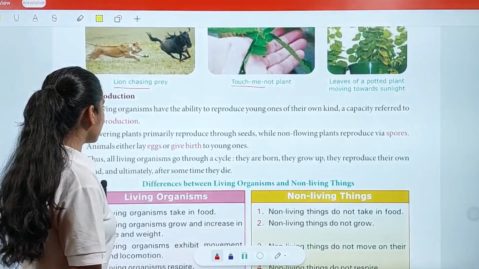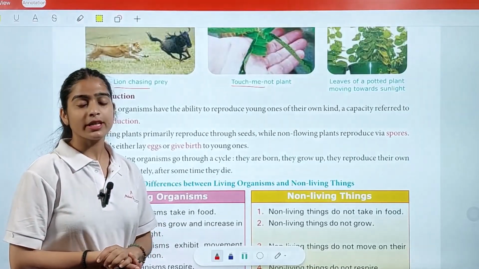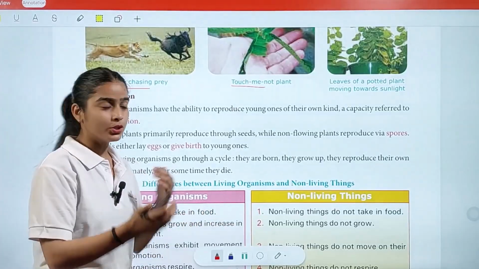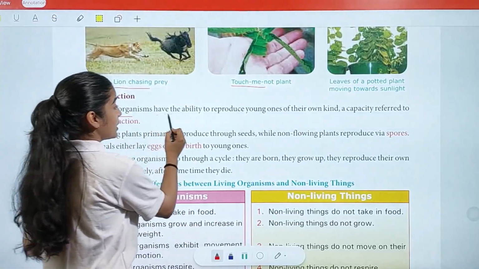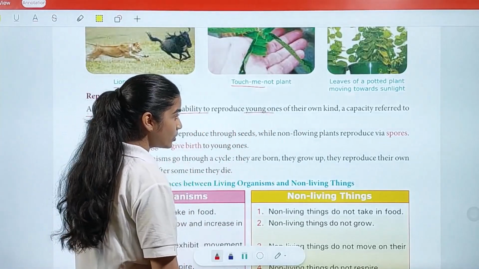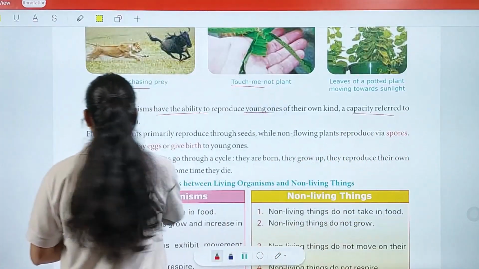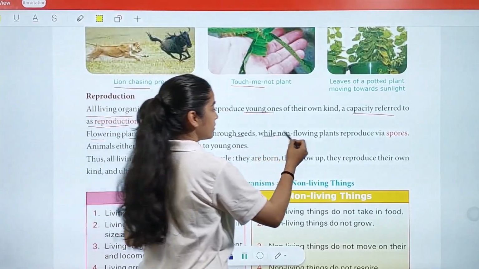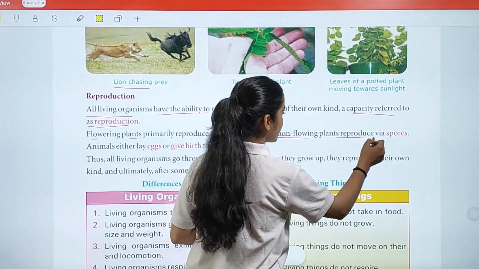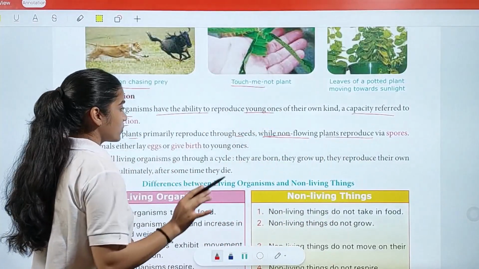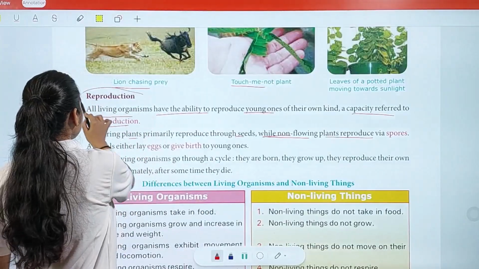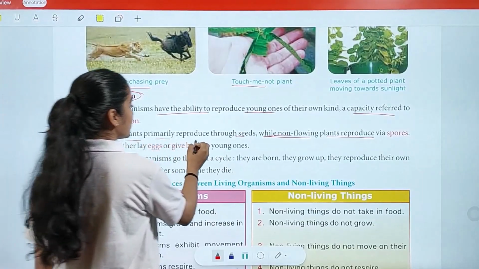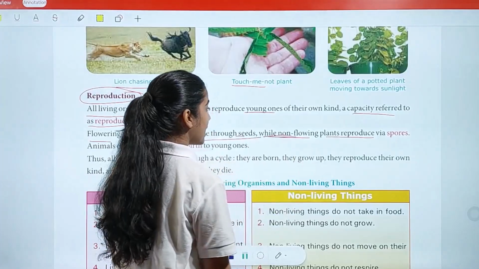Now we have the next characteristic of living organisms, which is reproduction. Reproduction means being able to give birth to a newborn baby. All living organisms have the ability to reproduce young ones of their own kind, a capacity referred to as reproduction. Flowering plants primarily reproduce through seeds, while non-flowering plants reproduce via spores. First of all, look at the word reproduction. Re means again.